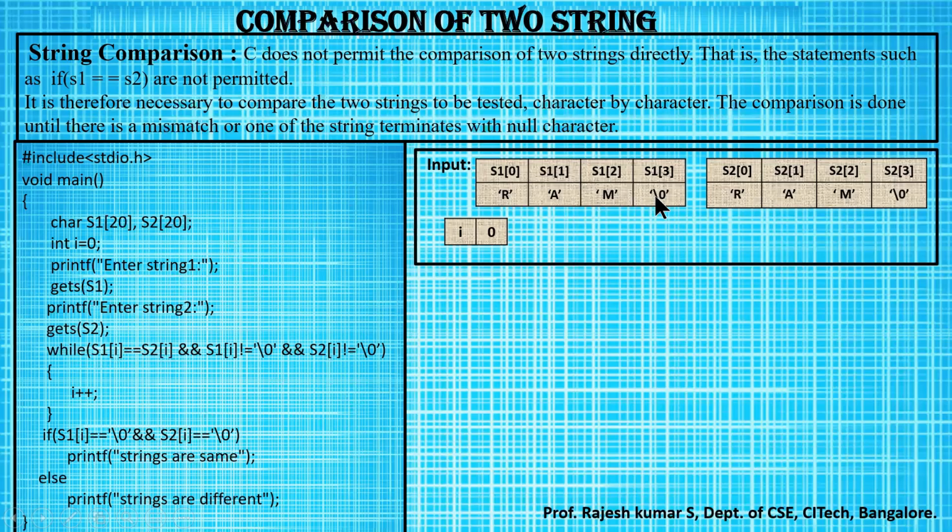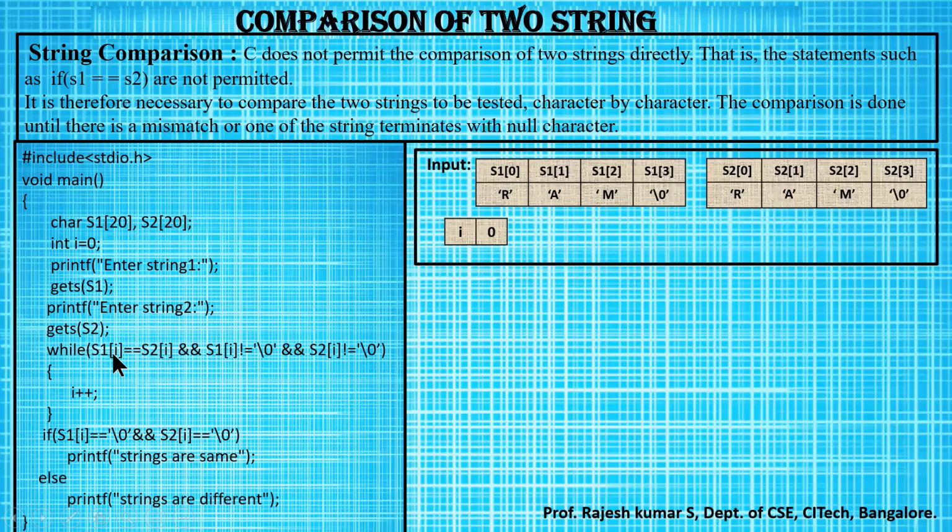As we know, after storing Ram, the ending null character will be added by default when you are reading the string. Now enter the string 2. Again, we are storing Ram into S2. The ending null character will be added by default. Now we have to compare both. I told we have to compare character by character.